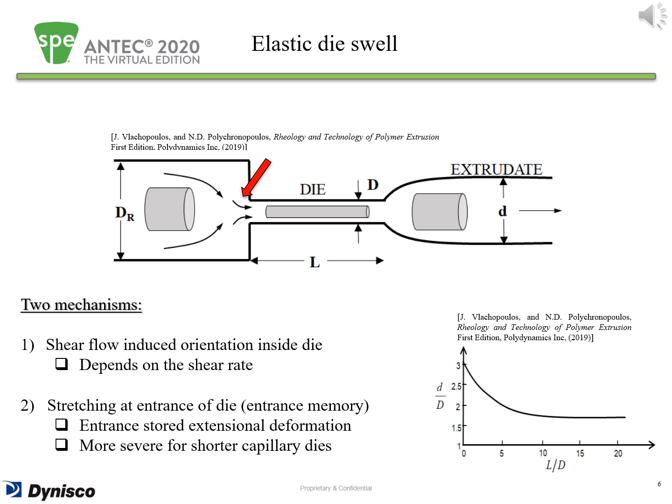This depends primarily on the entrance streamline convergence as well as the recoverable elastic extensional deformation energy stored in the polymer melt. If these stresses cannot be relaxed, the corresponding elastic deformation will be recovered after fluid leaves the die, leading to extruded swell. The die swell, which originates from entrance extension, is more severe for shorter capillary dies because long residence time inside a long capillary can release some of the stored elastic strain energy and reduce the intensity of the die swell.